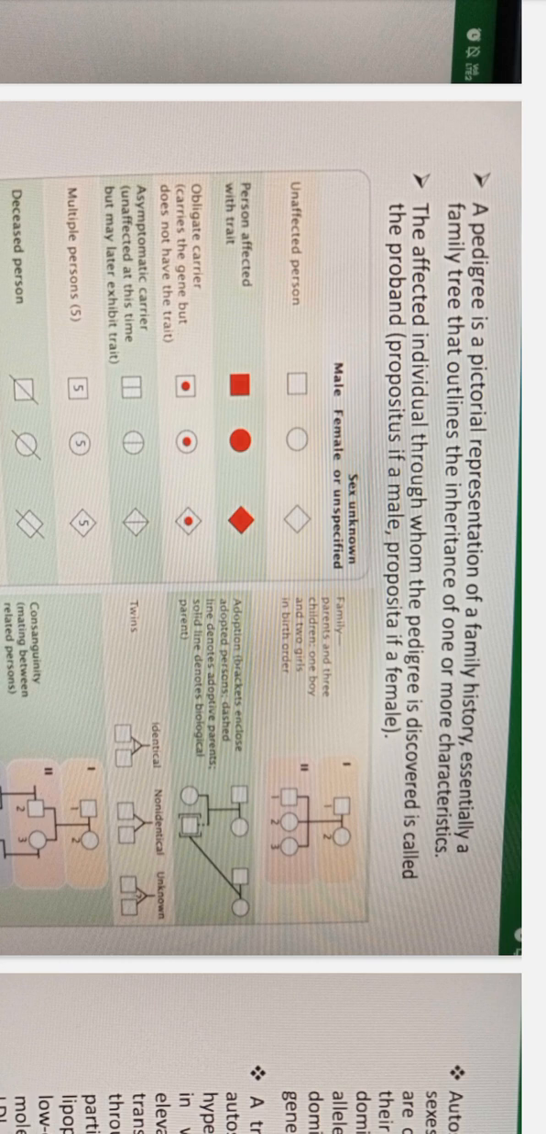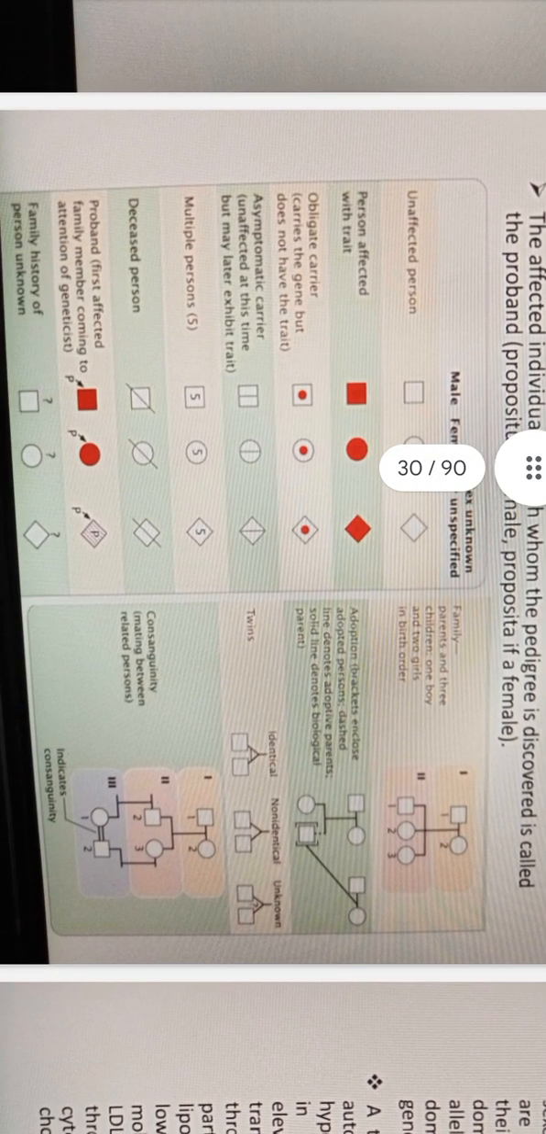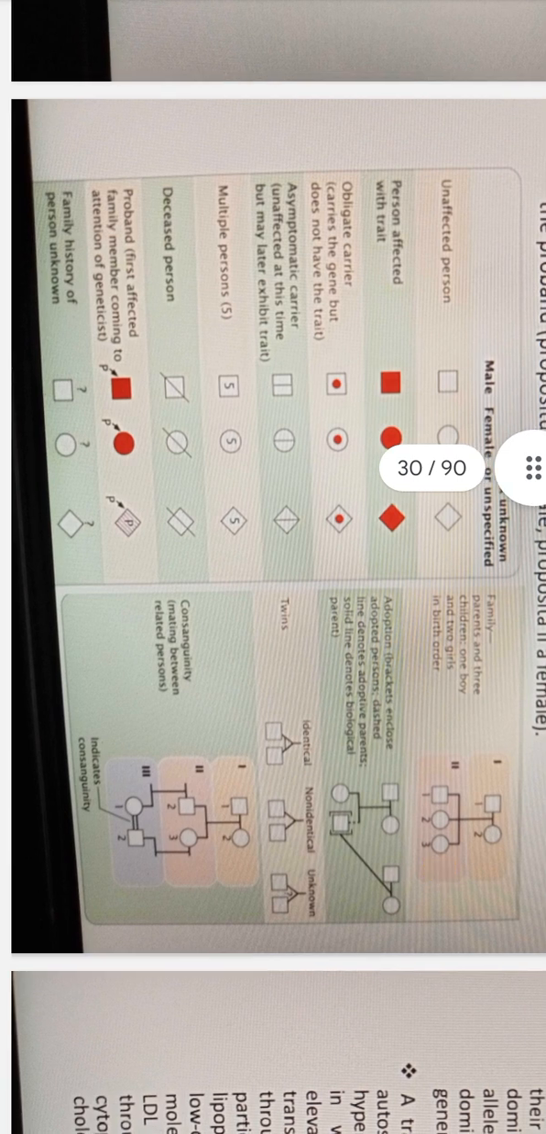So unaffected person, affected with trait, obligate carrier, who carries the gene but does not have the trait. And asymptomatic carriers, unaffected at this time but may later exhibit the trait. Multiple persons, 5. Diseased person, then proband, first affected family member coming to the attention of genetics. Family history of person unknown.